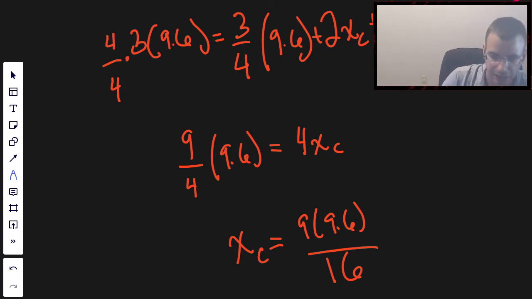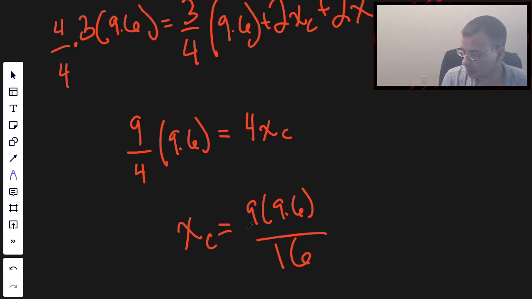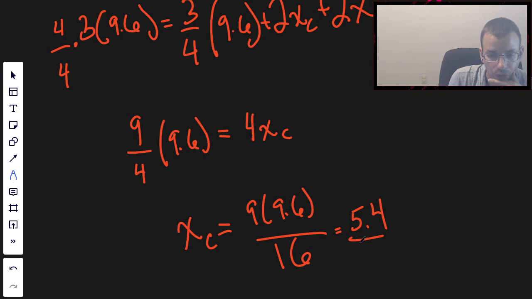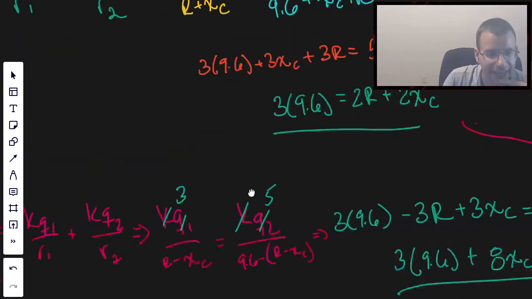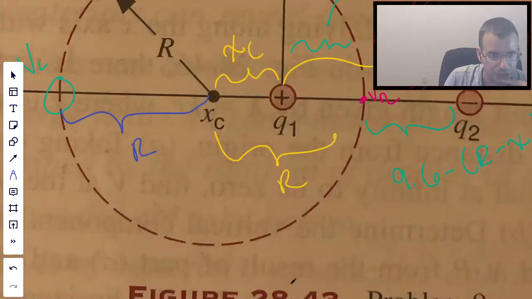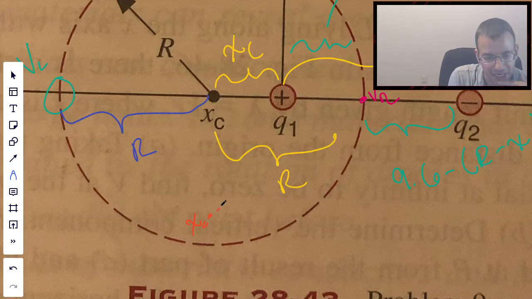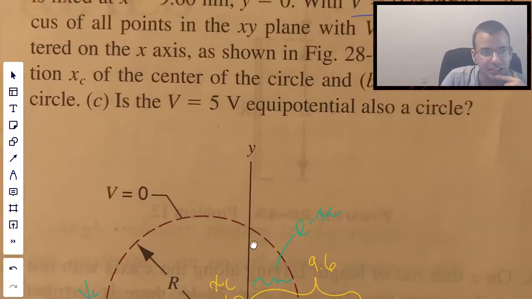We are going to calculate 9 times 9.6 over 16. And that gives us about 5.4. One thing to note, though, is that's a distance, not a position. So xc is actually going to be at negative 5.4 comma 0. So that gives us what xc is.